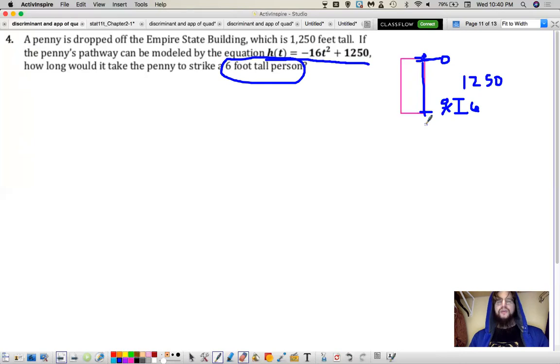So what do I need to set this equation equal to? The penny's not hitting the ground. It's, I'm guessing, hitting the guy's head, not his toe. Again, it doesn't specify. But we're going to assume it's hitting the top of the person, and then it might go all the way through and hit the ground. But first, it's going to hit the head. So that needs to be equal to 6. That's my height.